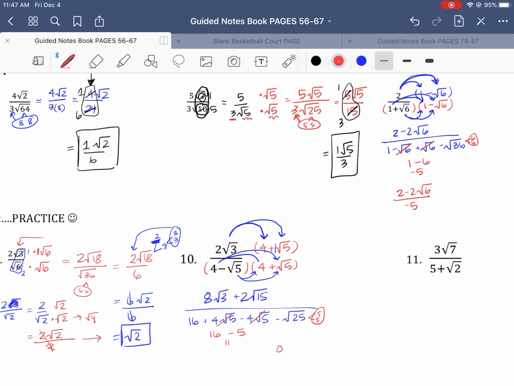Okay, so on the top, for my final answer, I'm going to have 8 square root of 3 plus 2 square root of 15 all over 11. Now again, I could simplify only if 8 divided by the same number that 2 did and 11. So all three of those need to have a common divisor before I can simplify anything out of there.